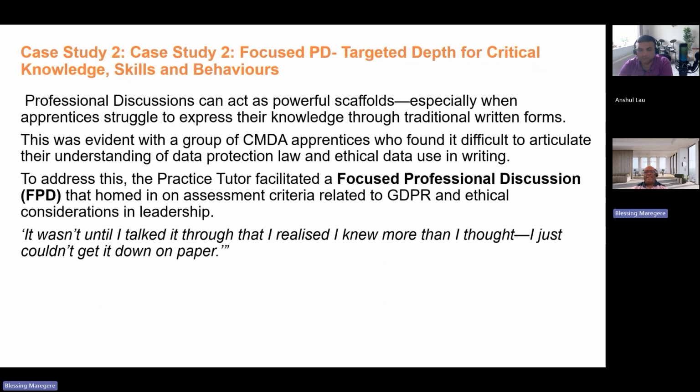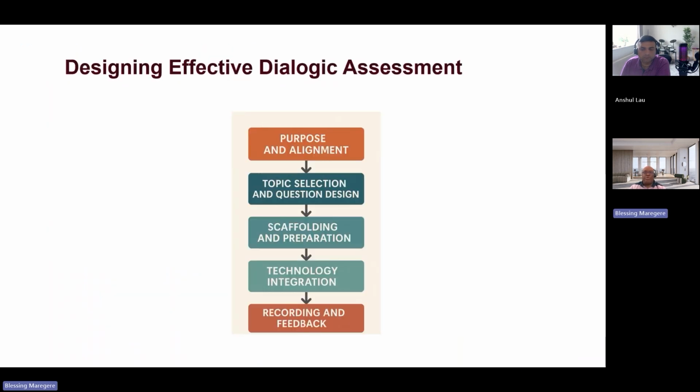And this highlights the importance of personalized learning and assessment. It's about getting to know our learners and thinking about whether they are more effective through written evidence, or whether we need to give them the opportunity for a dialogic assessment. Okay, so in the next section, we're going to look at how to design effective dialogic assessment.